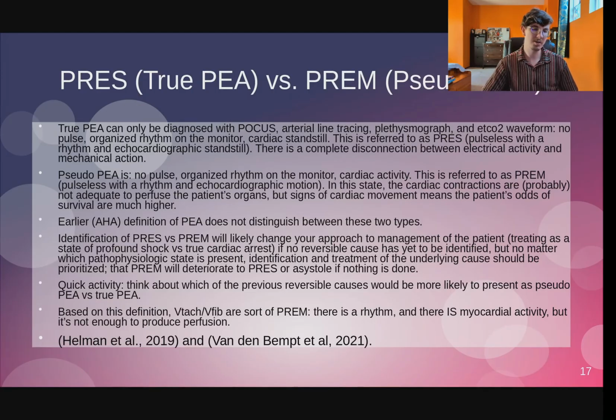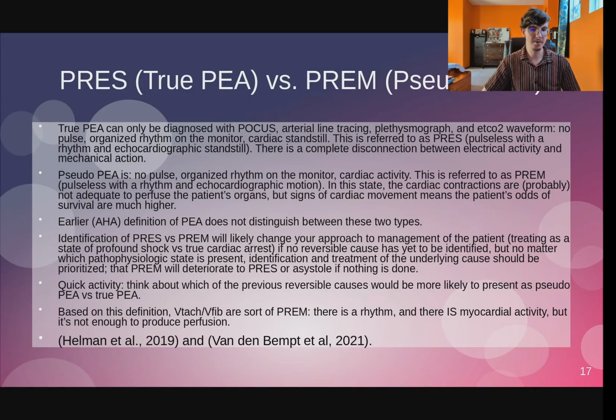And another one too that might be possible, the MI, if it presents with cardiogenic shock. That's another one where you might possibly see a pseudo-PEA. And once again, that's not based off of any research studies or anything. That's just going purely off of physiologically what's going on.